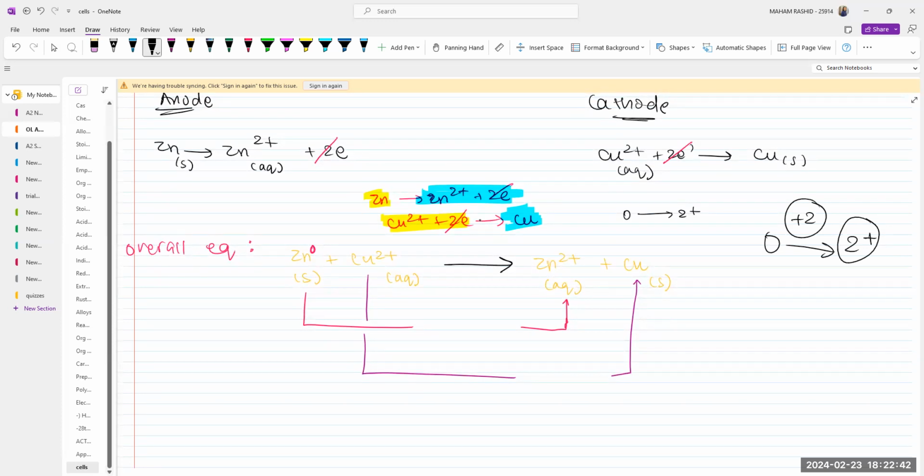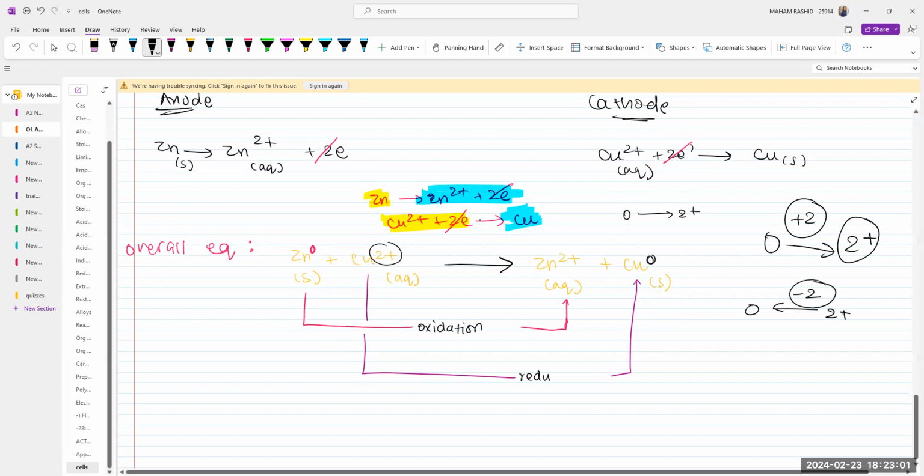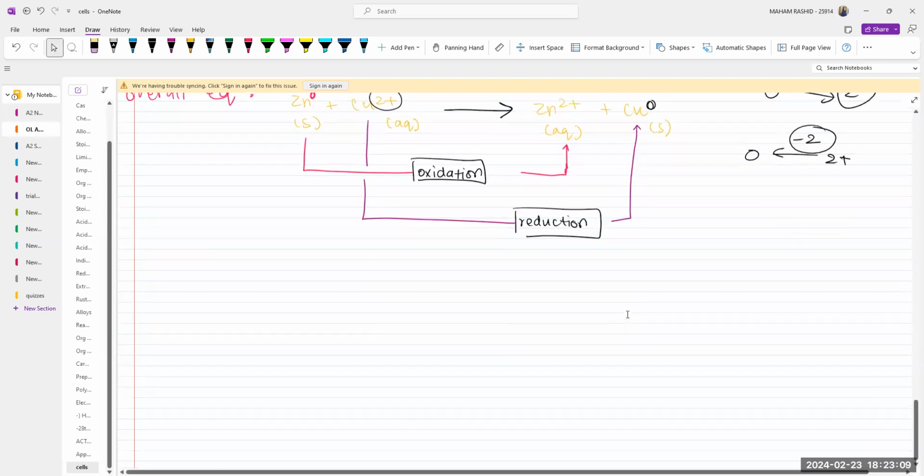So an increase in oxidation state is always oxidation. Exactly. And going from 2 plus to 0, meaning going back, a decrease in oxidation state, is reduction. So here is our redox reaction.